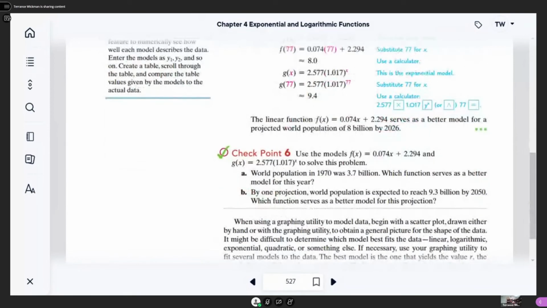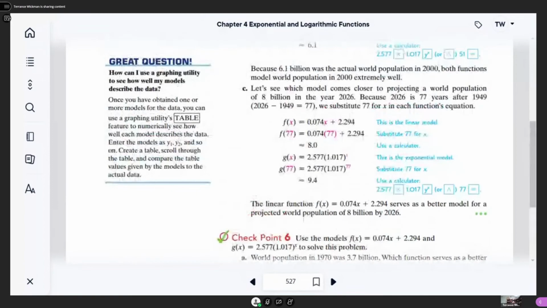Well, what is the deal? That has nothing to do with it. We want to know about 2026. Look at the last line. The linear function f of x serves as a better model because the world population is really projected to be 8 billion and not 9.4. So the exponential model is no bueno.